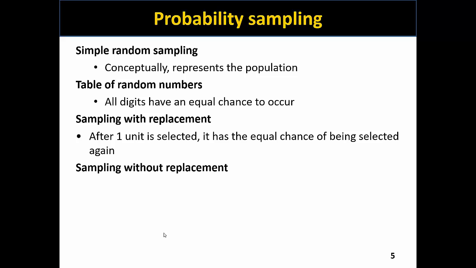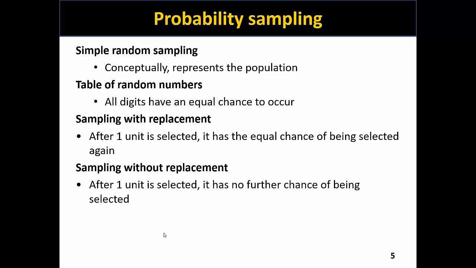Most often, sampling without replacement is used, in that after one unit is selected, it's no longer added back to the population, and it has no further chance of being selected. And this is something that occurs with lotteries, where numbers are randomly chosen, but when a single number is chosen, it's not added back into the lot, so that it will result in a series of unique numbers.